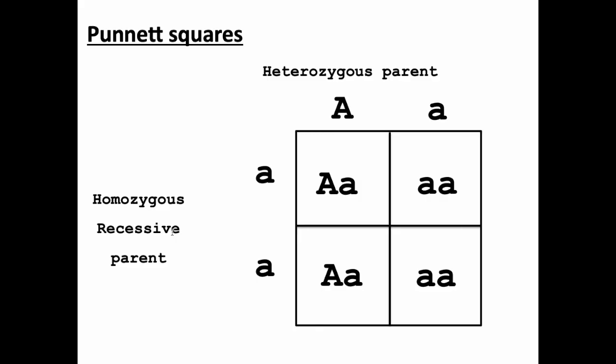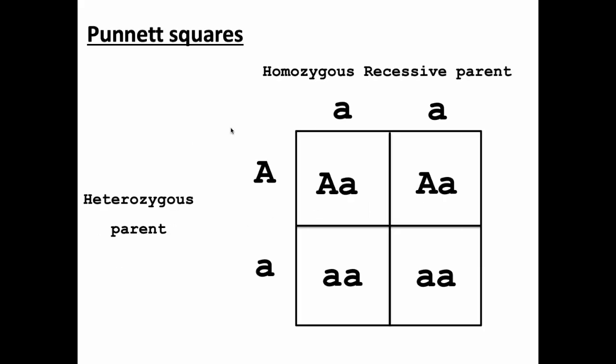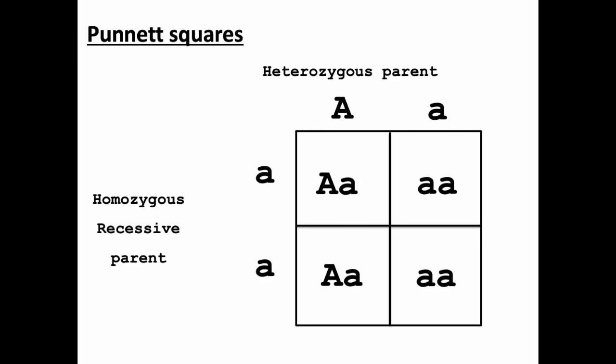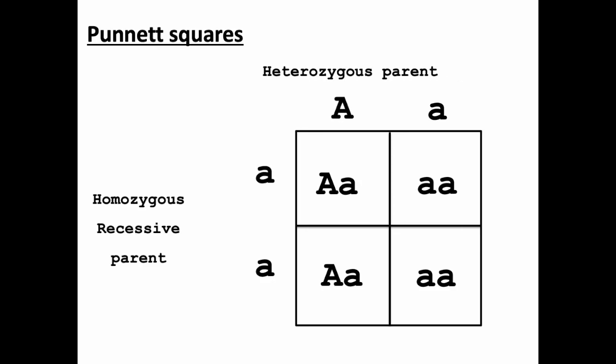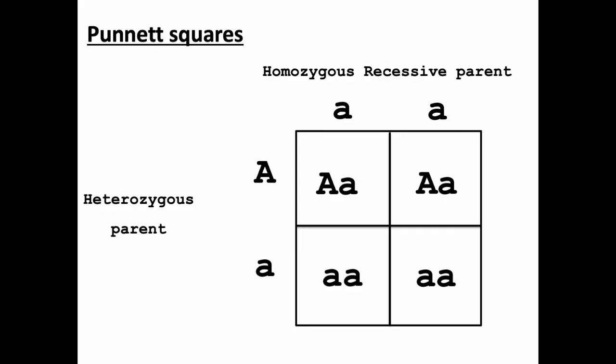Well, it doesn't matter. If you put the heterozygous on top and the homozygous recessive on the left, your square would look like this. If you put the homozygous recessive on top and the heterozygous on the left, your square would look like this. So technically, the squares do look different depending on which parent you put on the left and which parent you put on the top. But all the numbers, all the results are exactly the same.